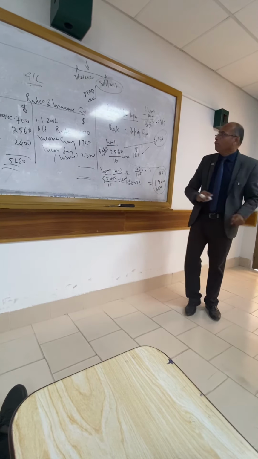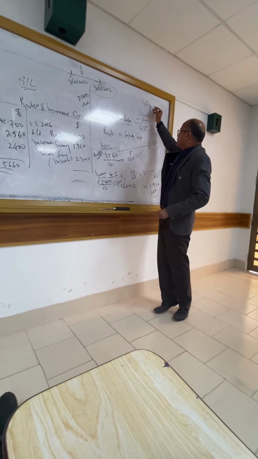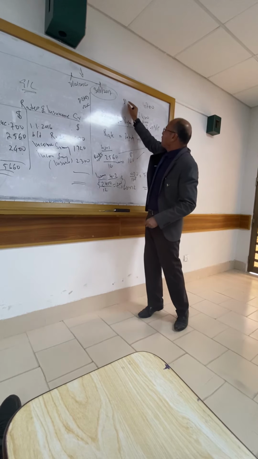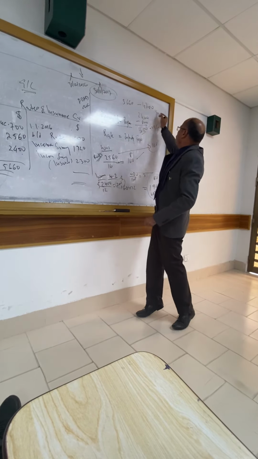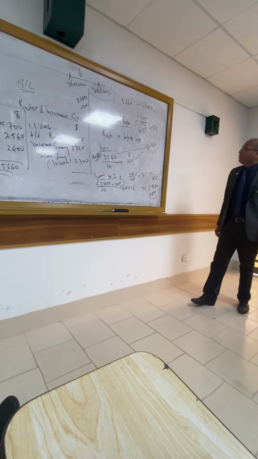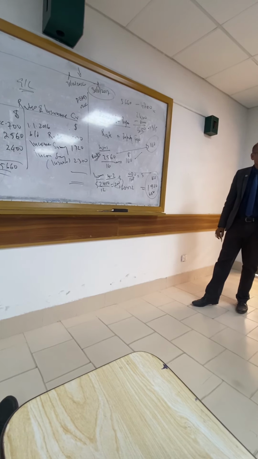4700. Now, 4700. 5560 minus 4700. What is coming? 860 is coming? Check.